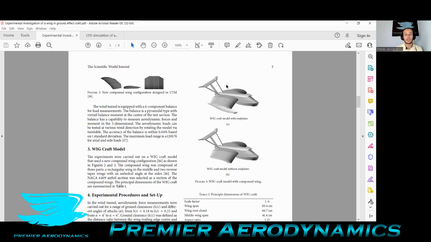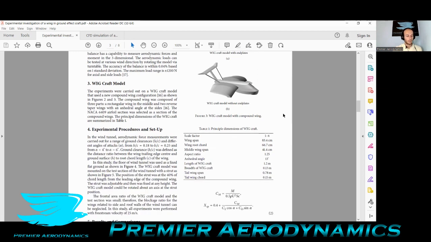So the experiment, and this is the model that they looked at, with end plates and without end plates. The setup: the ground clearance, which was H on C, and different angles of attack alpha. The H on C ranged from 18% to 25%, or 0.18 to 0.25, which work out to be 18% and 25% of the chord. And alphas of 4 degrees and 6 degrees. The ground clearance was defined as the distance ratio between the wing trailing edge center and the ground surface to the root chord length, as I mentioned. So that's the percentage coming in.